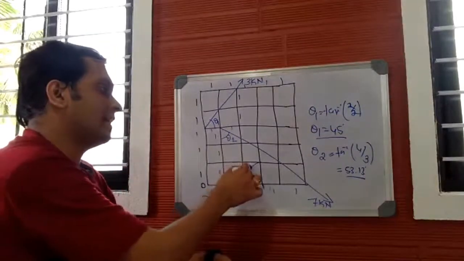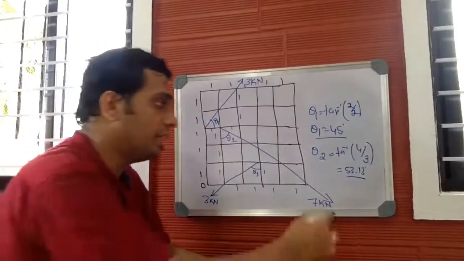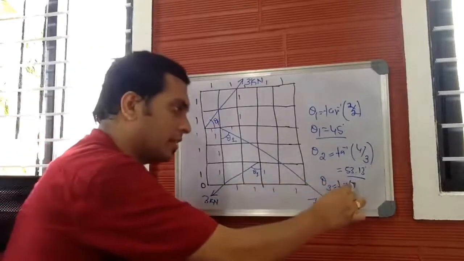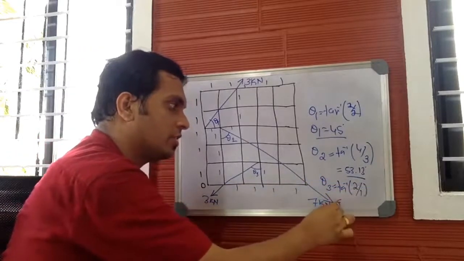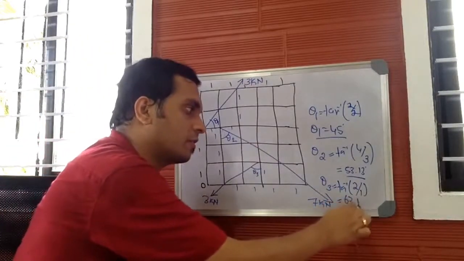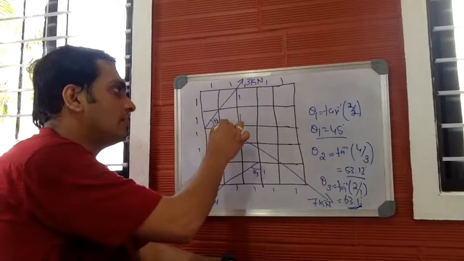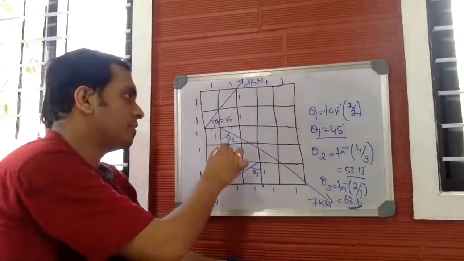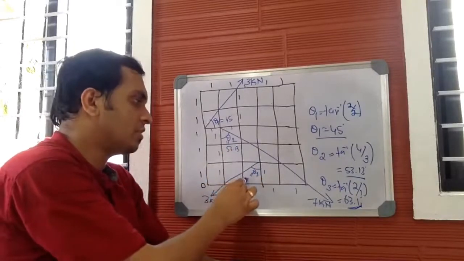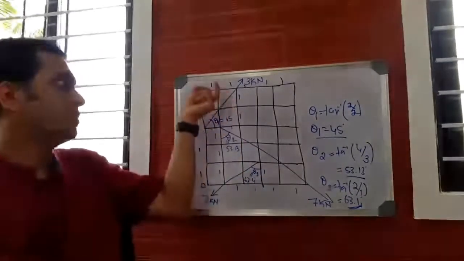Similarly, let me mark this angle as theta 3. This is 1, 2, and this is 1. So theta 3 will be tan inverse 2 by 1, so theta 3 will be around 63.4 degrees. So we got all of these angles now. Theta 1 is 45 degrees. Theta 2 is 53.13. And theta 3 is 63.4.